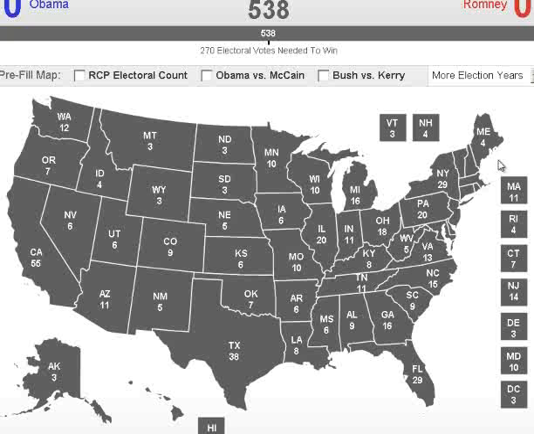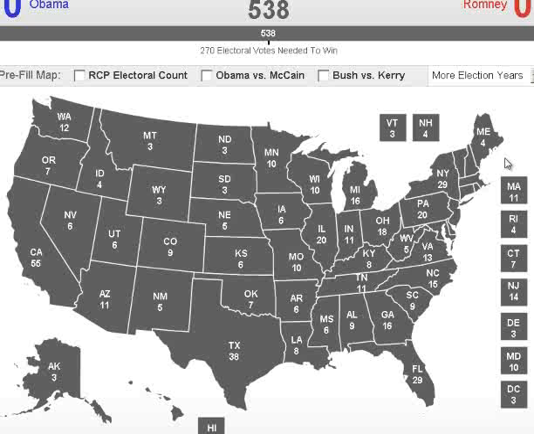First, let's start with the state all the way in the upper right hand corner over here, Maine. Maine is one of two states that actually split its electoral college votes. It does not necessarily go all for one candidate. What Maine does is the winner of the state gets two, and then the winner of each of the two congressional districts gets that particular district.